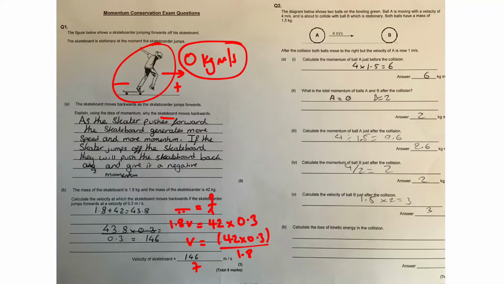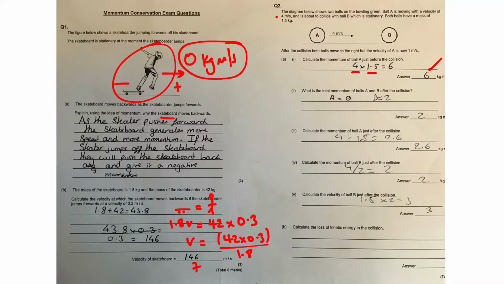Calculate the momentum of the ball just before the collision. Well, the ball has a mass of 1.5 and before it collides it's moving at 4 meters per second, so the answer is 6. And what's the total momentum of the balls A and B after the collision?